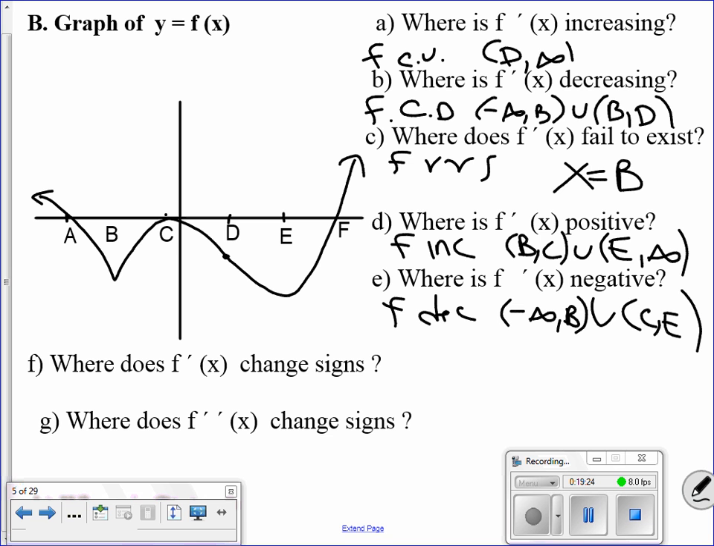Yes, it is. Remember, you can have a max or a min where the derivative is 0 or doesn't exist. Okay, where does the first derivative change sign?